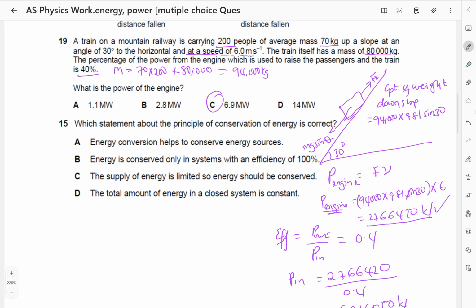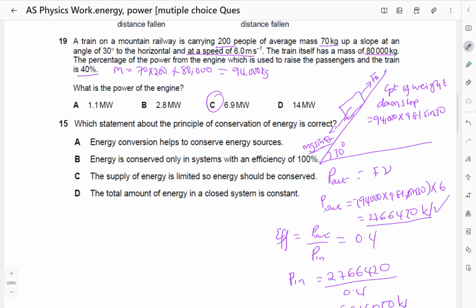This one is the output, because we are overcoming this component down the slope. Maybe let me change this from power of the engine, and I just call it output power, or useful output. So the power output is overcoming the component of the weight down the slope. That is the output now. Just like when we were raising an object vertically upwards at a constant speed, we were overcoming the weight, or the force due to gravity.